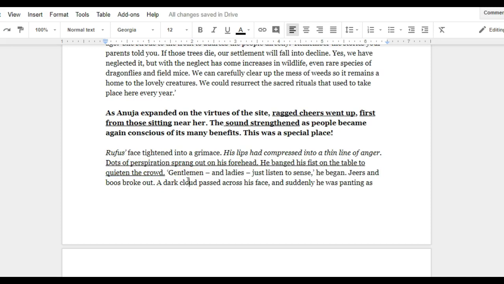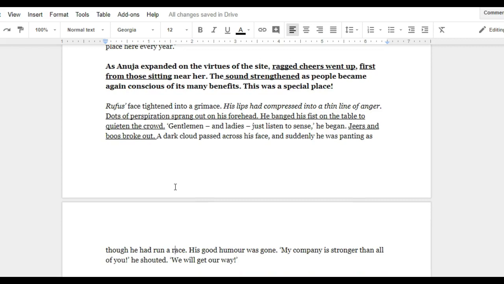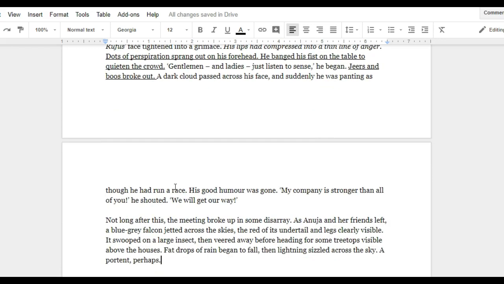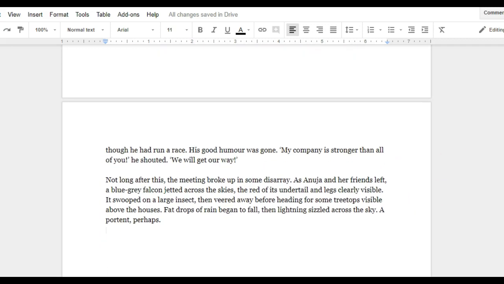Gentlemen and ladies, just listen to sense, he began. Jeers and boos broke out, so the crowd have really changed. We've got a real turning point. A dark cloud passed across his face, and suddenly he was panting as though he'd run a race. His good humour was gone. My company is stronger than all of you, he shouted. We will get our way. Not long after this, the meeting broke up in some disarray. As Anuja, so that contrasts as well with the organisation at the beginning. Anuja and her friends left.